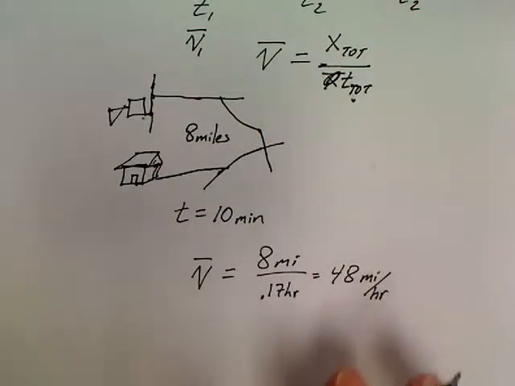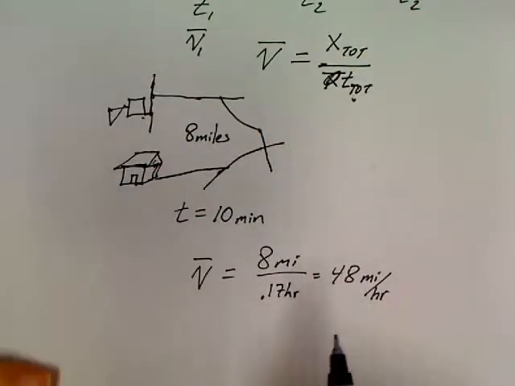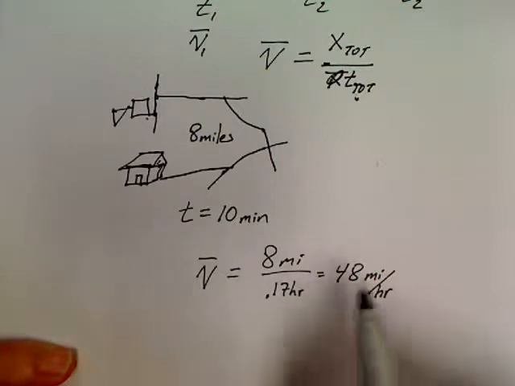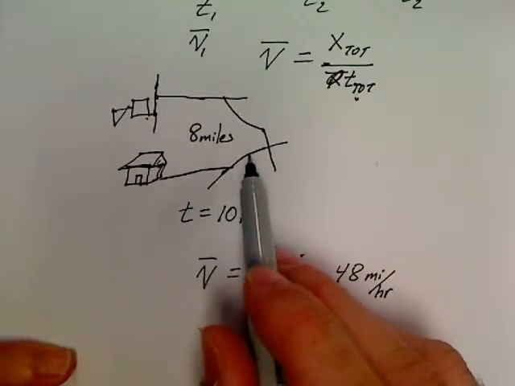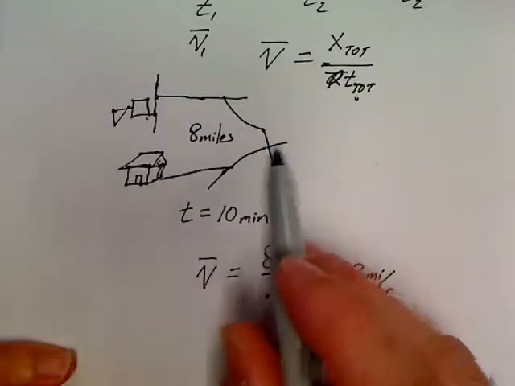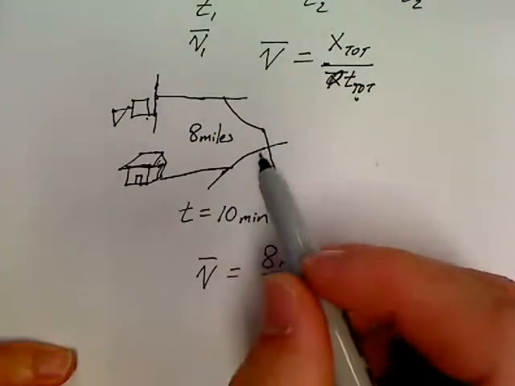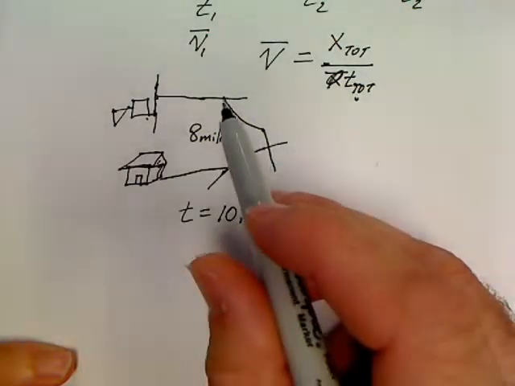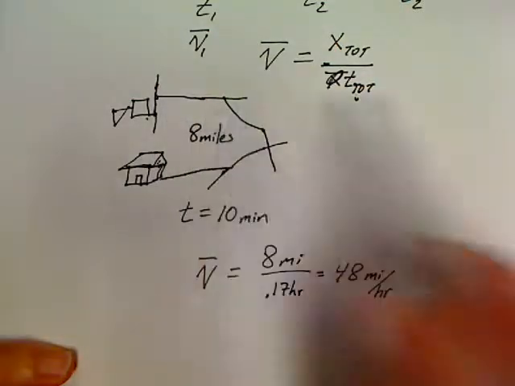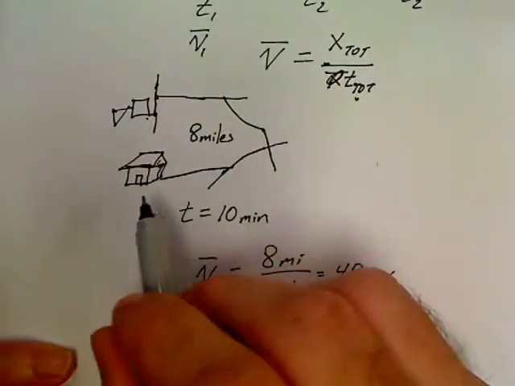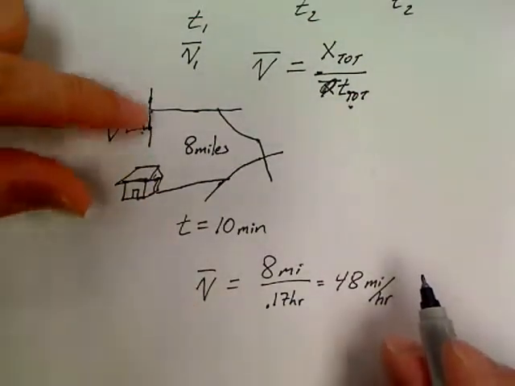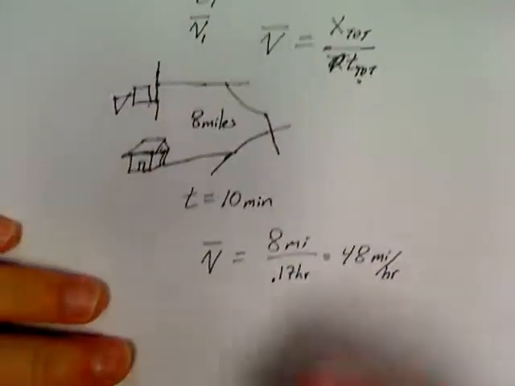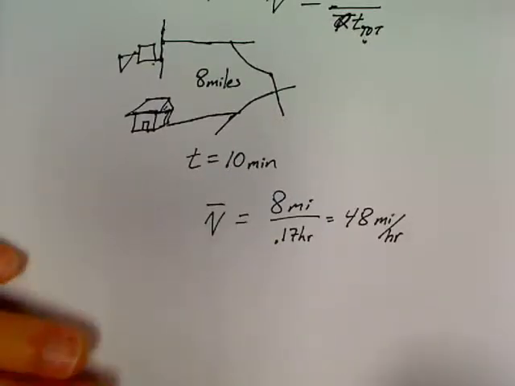Now, let's be straight about something. I'm not driving 48 miles per hour the whole way. It's kind of funny, that's actually a road 48. Anyway, yeah, it's kind of irritating, I know. I'm not driving 48 the entire way. My average velocity, though, is 48. There's a second type of velocity.